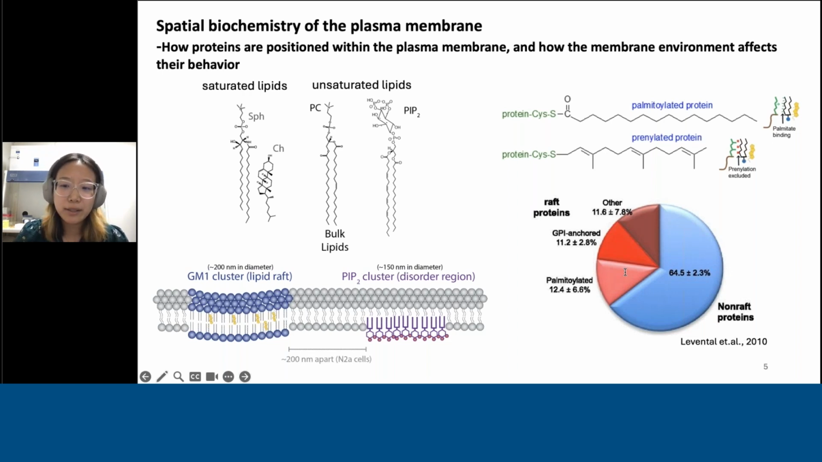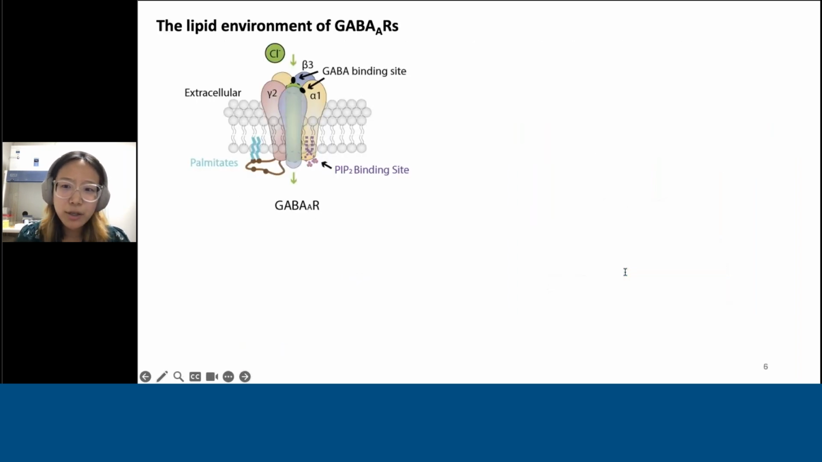So to explore whether this mechanism could extend beyond a single potassium channel like TREK-1, we turned our attention to another palmitoylated protein, the GABA-A receptor. We are particularly interested in the lipid environment for the GABA-A receptor. We learned from the literature that the gamma-2 subunit of the GABA-A receptor undergoes palmitoylation, which is essential for its proper membrane expression.